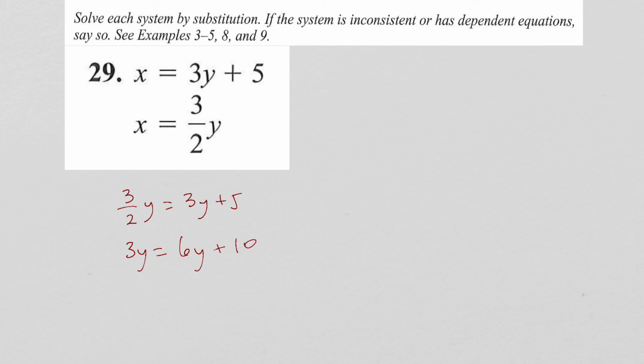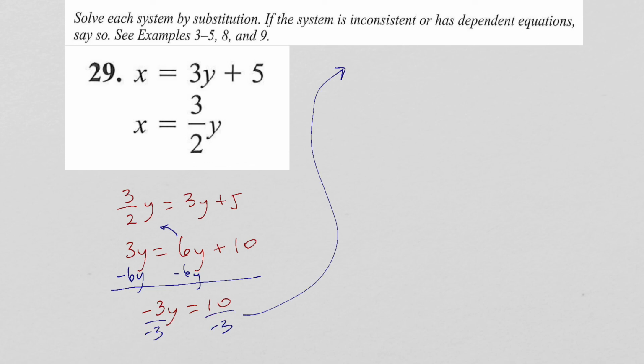Now I'm going to move this over by subtracting 6y from each side. And 3 minus 6 is negative 3y is equal to 10. And finally I'll divide by negative 3. And I'll bring this up here. And I'll have y is equal to a negative 10 over 3.